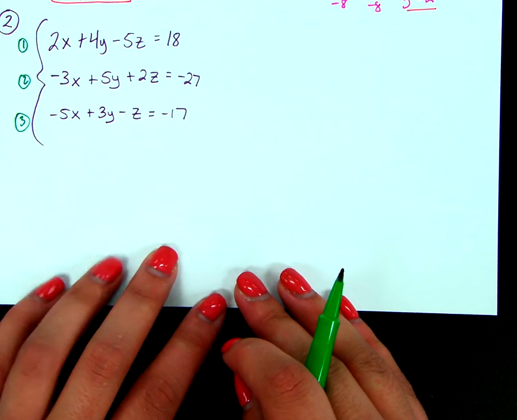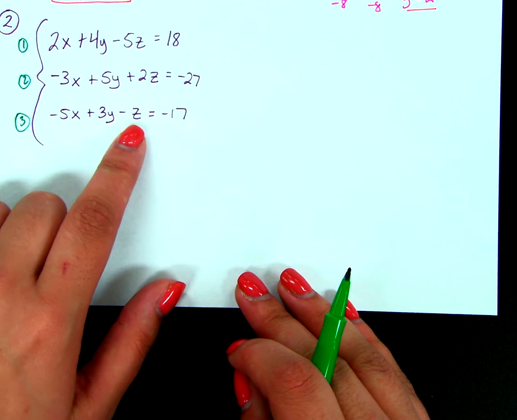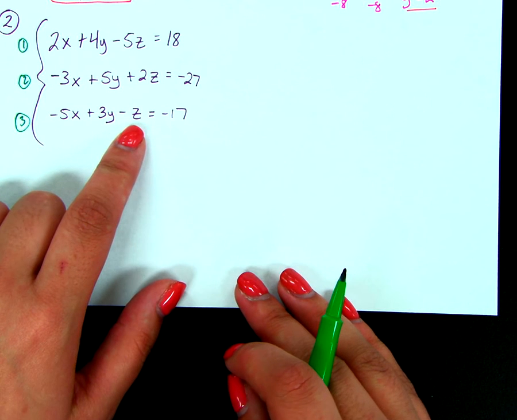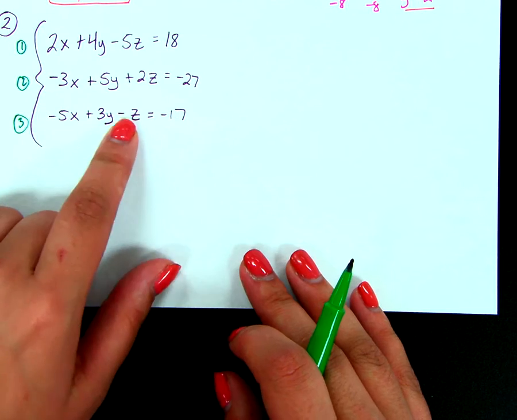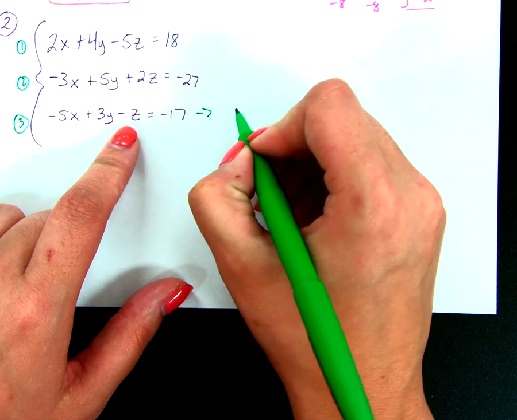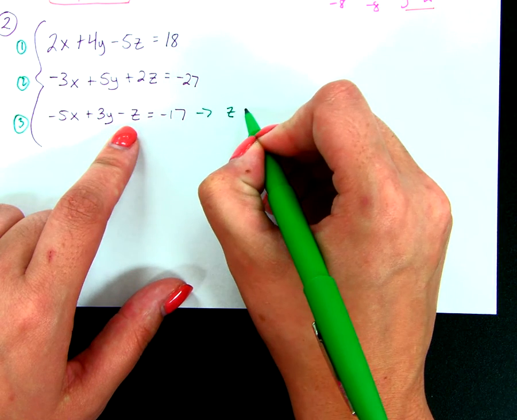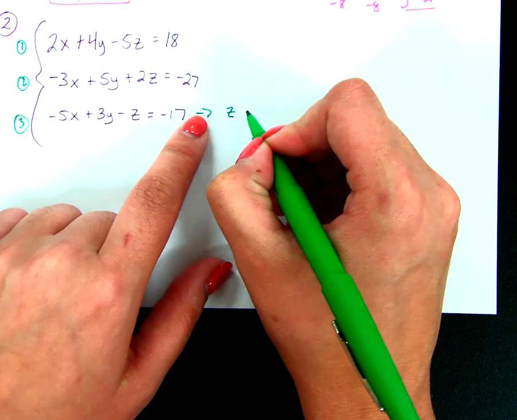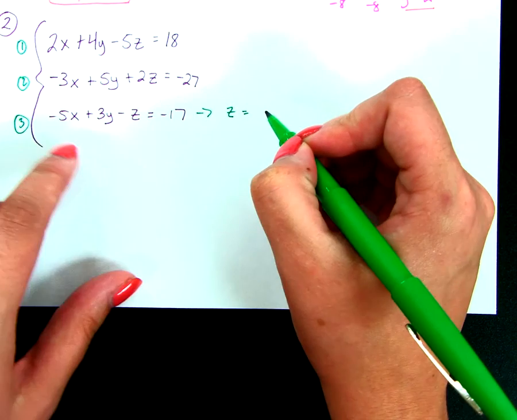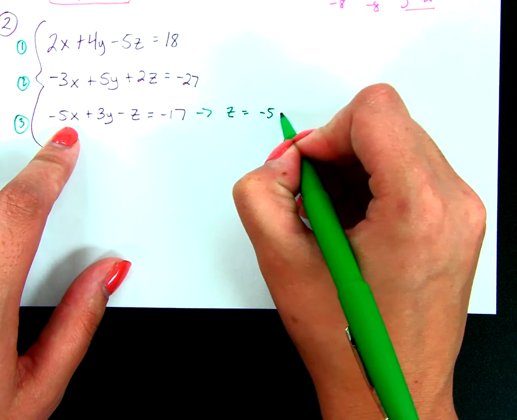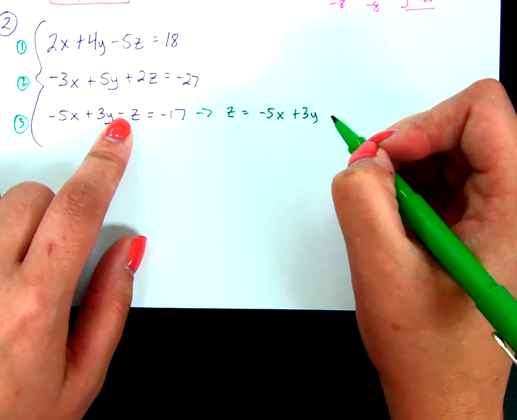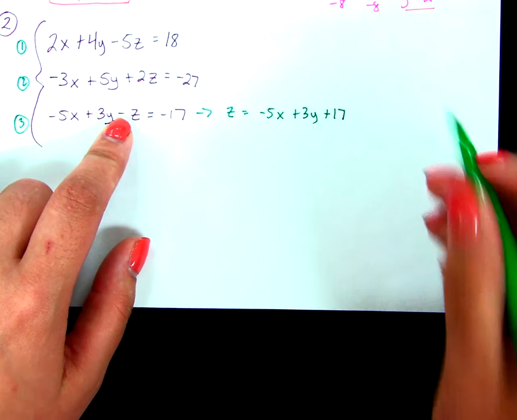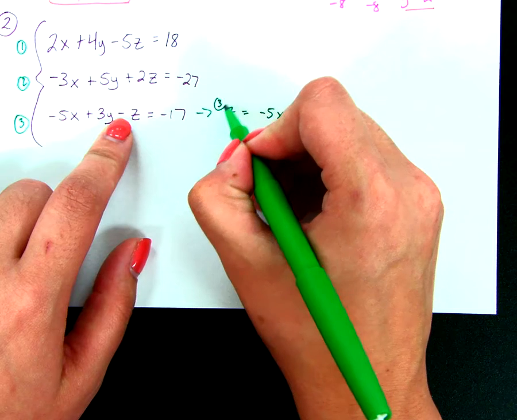So as I'm looking through this, z in that third equation is going to be the easiest one to get alone. So what I'm going to do is add the z over, and then I'm going to add 17. So that means that we would have a positive z. So again, we're going to move this one over, and then I'm just flipping it around. So we would still have negative 5x plus 3y, because we didn't move those. And we're going to add the 17 over, so it becomes positive. Okay. So again, this was from my third equation.